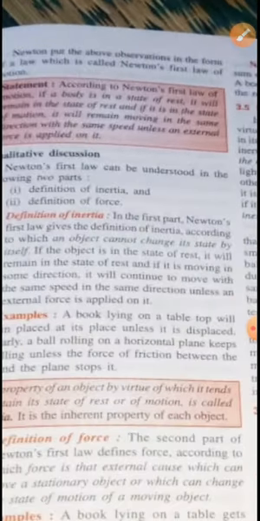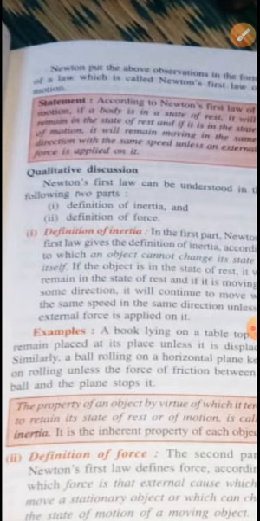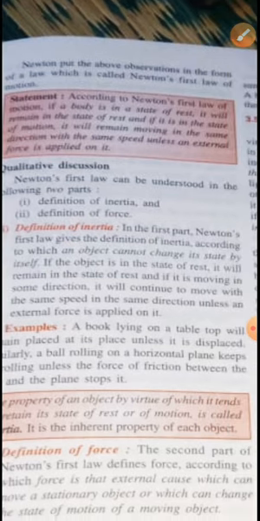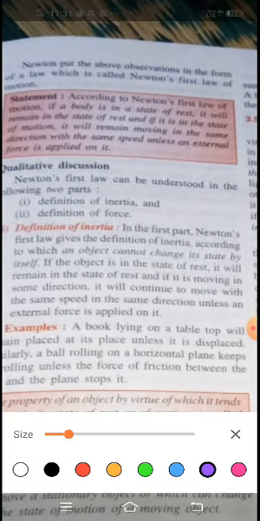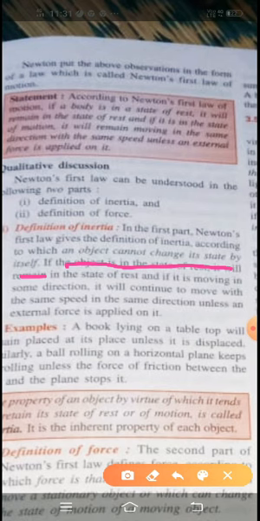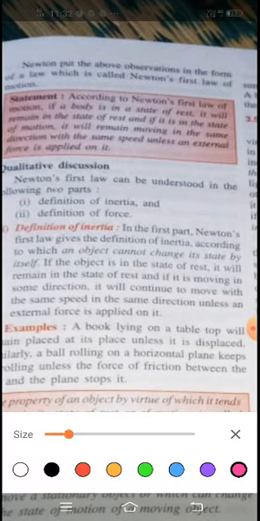As I told you, we'll be having a qualitative discussion. What are the two qualities you can get from Newton's first law? One is the definition of inertia, and the other is the definition of force. In the definition of inertia, an object cannot change its state by itself. If you want to change it, you need to apply an external force. The object will remain in its state of rest if it is at rest. If it is moving, it will keep moving in the same direction.